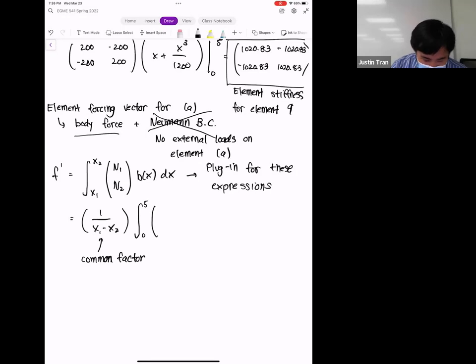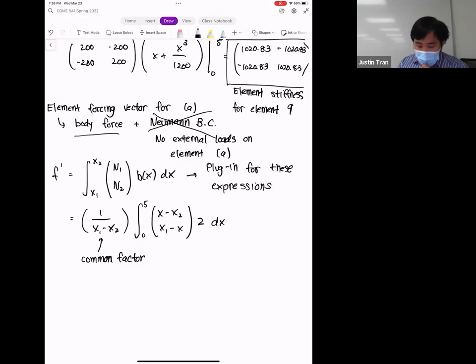So N1 here is x minus x2, and N2 is x1 minus x. And our b function here is just a 2, so it's just going to be a constant. So we have 2 dx. And here's our first case where we have different entries in the top and bottom, and so we don't have just one integral that can apply to all.